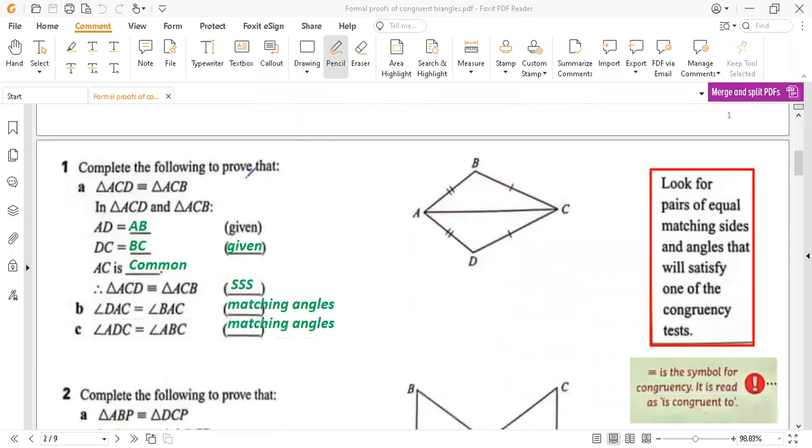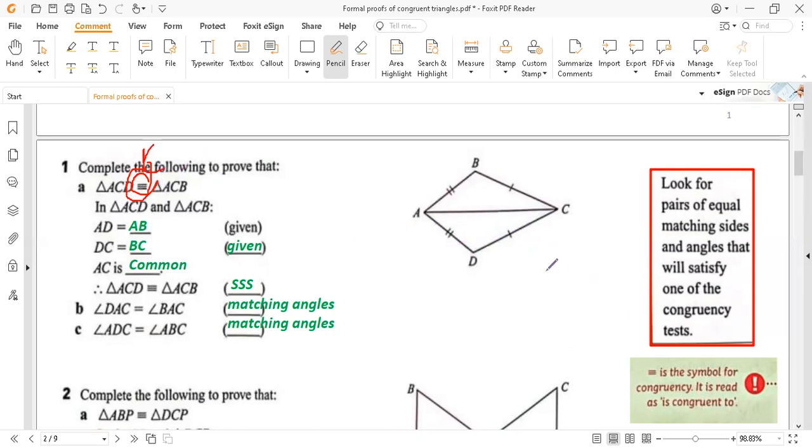So let's move. First of all, we have this example. They ask us to complete the following to prove that the triangle ACD is congruent to ACB. We have A, C, B, A, D, C. Congruent, we have 4 different tests, so we should use one of these. The first one is about sides. If all the sides are equal, then normally we are talking about congruent triangles. We use this sign for congruency.